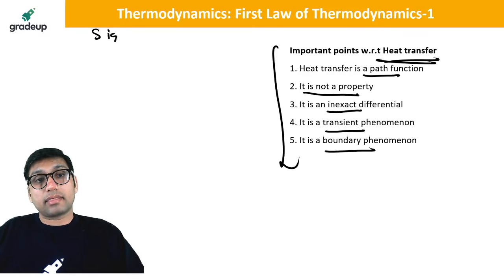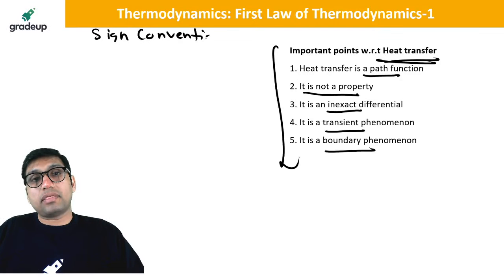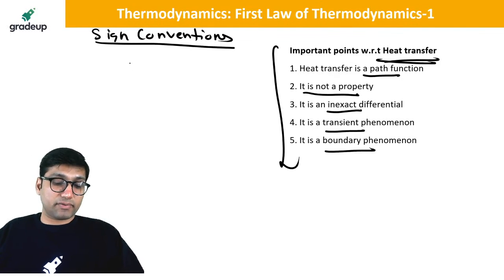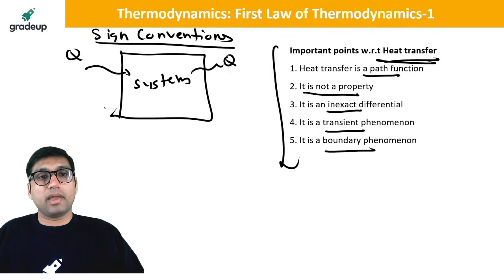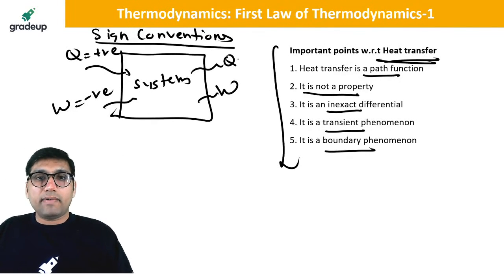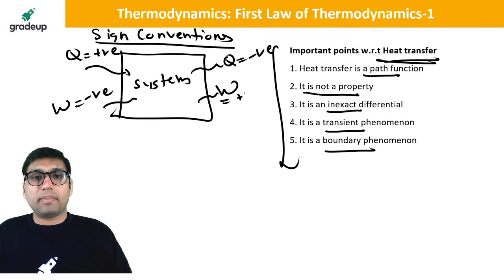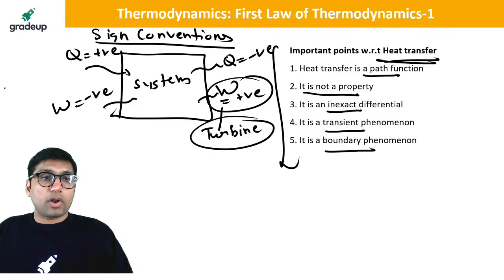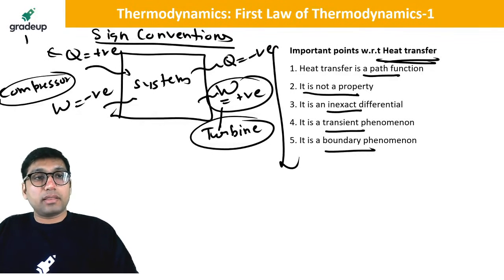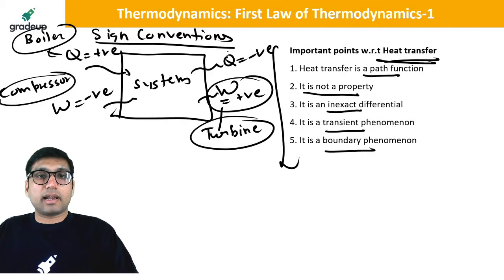One more important thing is sign conventions. We'll be using some sign convention in the first law of thermodynamics, and these sign conventions are very, very important, my dear students. Let us say we have a system. Some heat is entering the system and some heat is leaving the system, some work is done on the system and some work is done by the system. Work done on the system is taken as negative work. Heat entering the system is positive. Heat leaving the system will be taken as negative, and work done by the system will be taken as positive. For example, turbine work is work done by the system, so it is positive. For example, compressor work is done on the system, so it is negative. For example, heat given to the system, such as in a boiler, is positive. And for example, heat rejected, such as in a condenser, is negative.